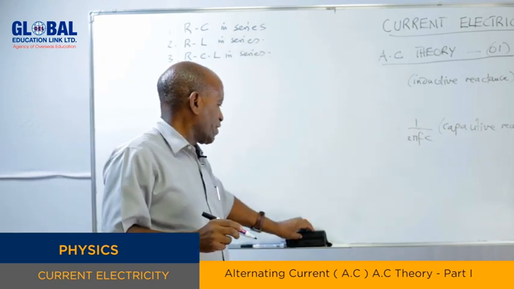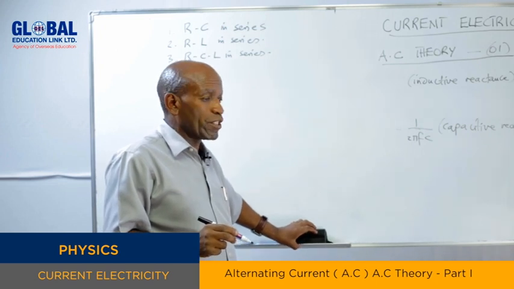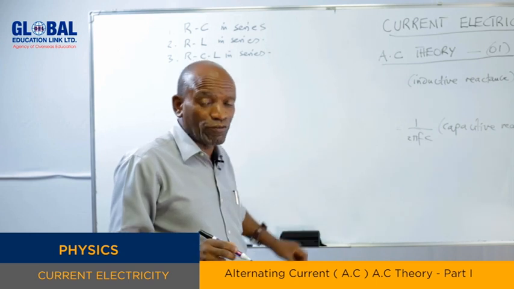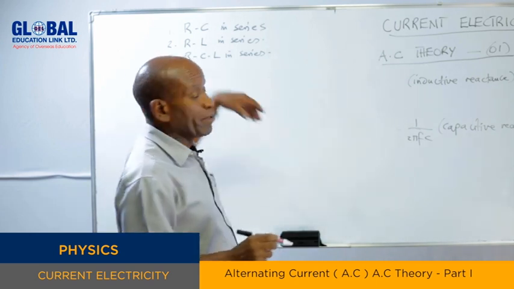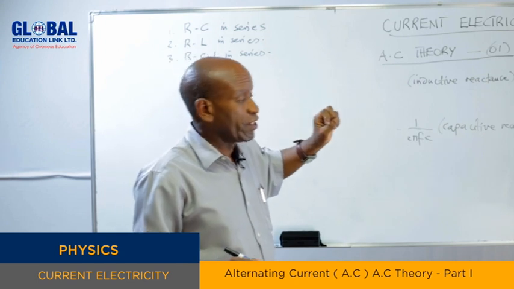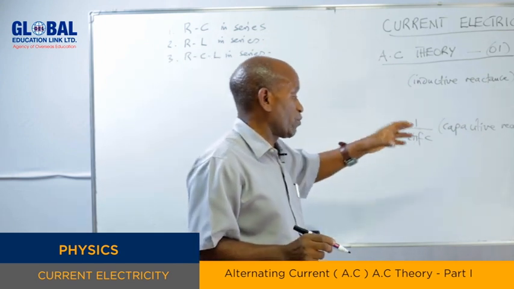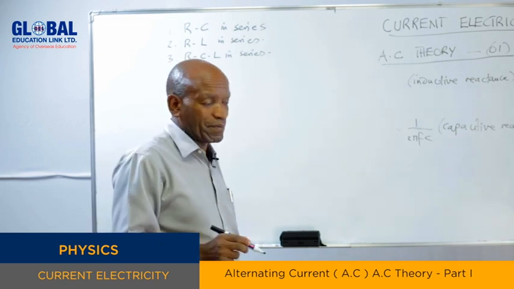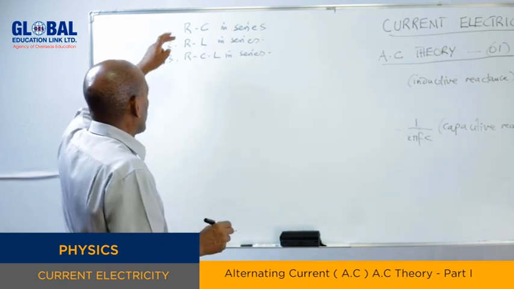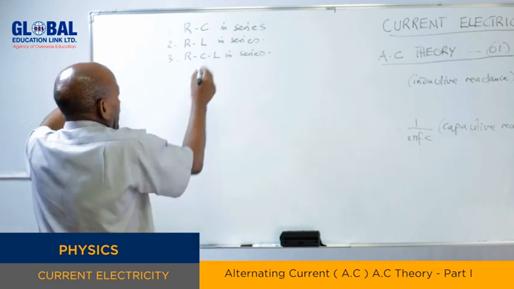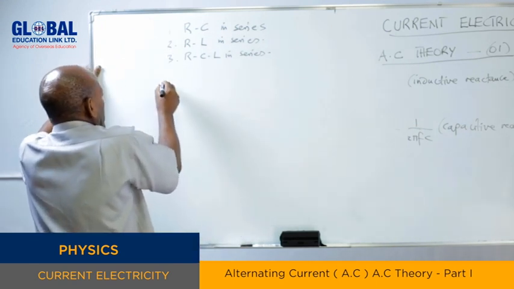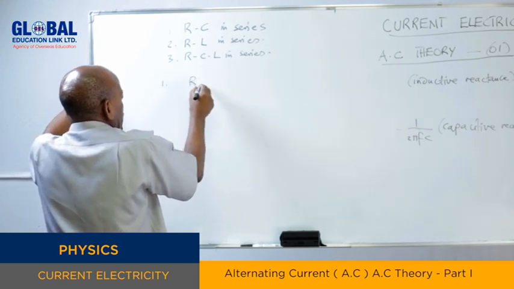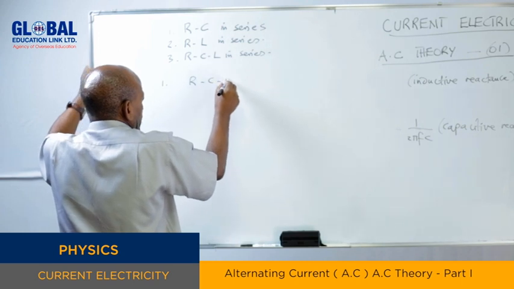Whenever they are connected in series, we see that the total opposition of the combination, which we are not calling a resistance, I'll just mention to you that we call it an impedance. So first of all, let us look at a resistor and a capacitor connected in series. Let's start with our first case.